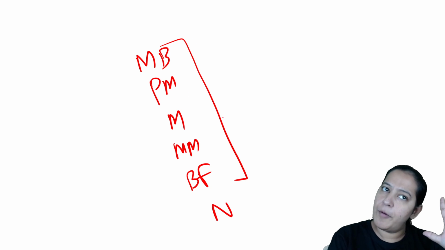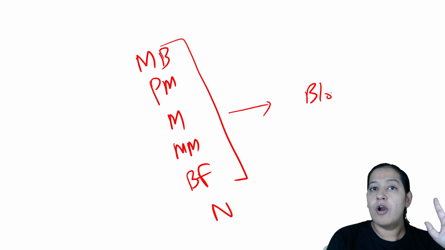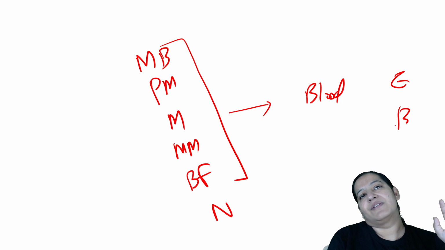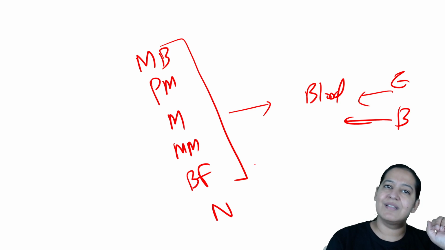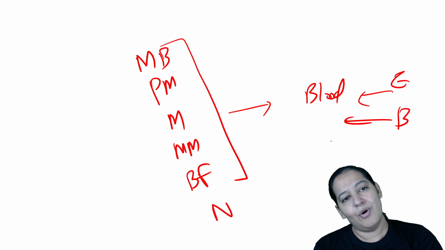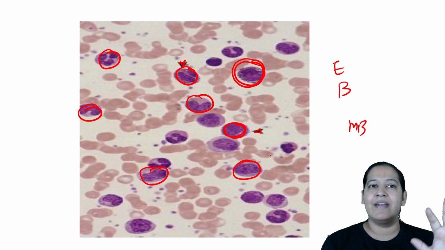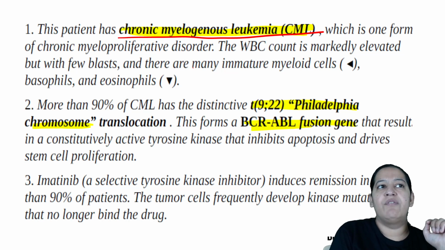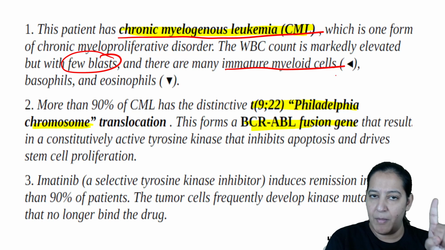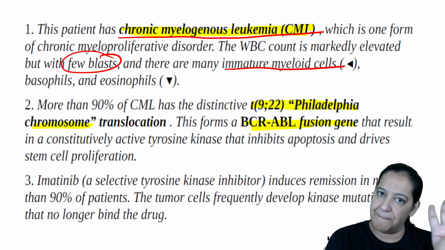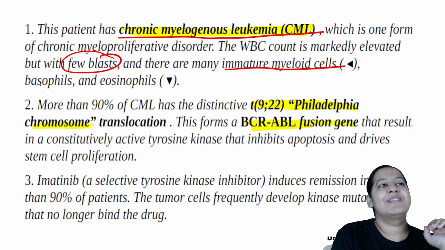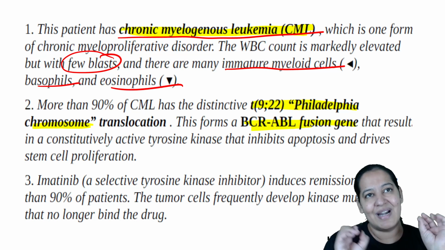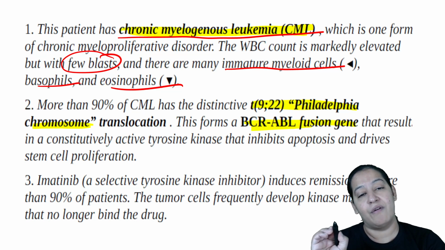Along with neutrophils, all precursors are present in the blood, along with eosinophils and basophils. Eosinophils and basophils are also increased in number in the blood. So it is a myeloid leukemia, of course, and it is CML. It is a typical picture of CML in which blasts are few, but other immature myeloid cells, that is promyelocytes, myelocytes, metamyelocytes, and band forms, are more in number. And there are basophils and eosinophils also. So that is a typical picture of CML.